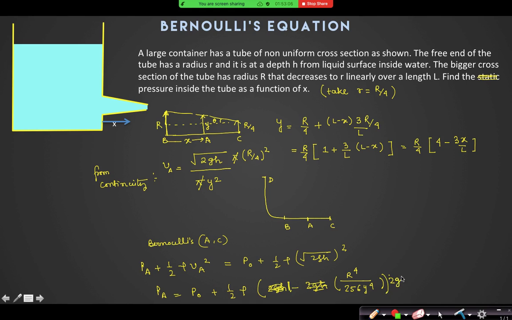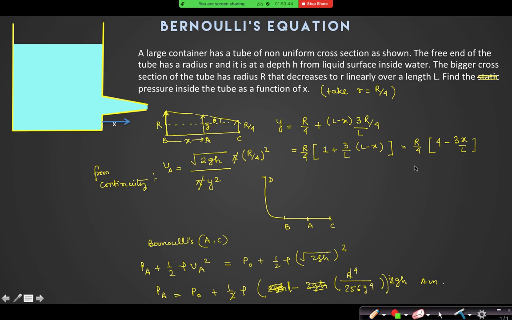So that is your answer. The 2 you can cancel. So P naught plus rho gh into (1 minus r power 4 by 256 y power 4). Which is good. You can also further simplify it. Y is also a function of x, where r by 4 is also there, so that will also cancel. We have to put that value of y.